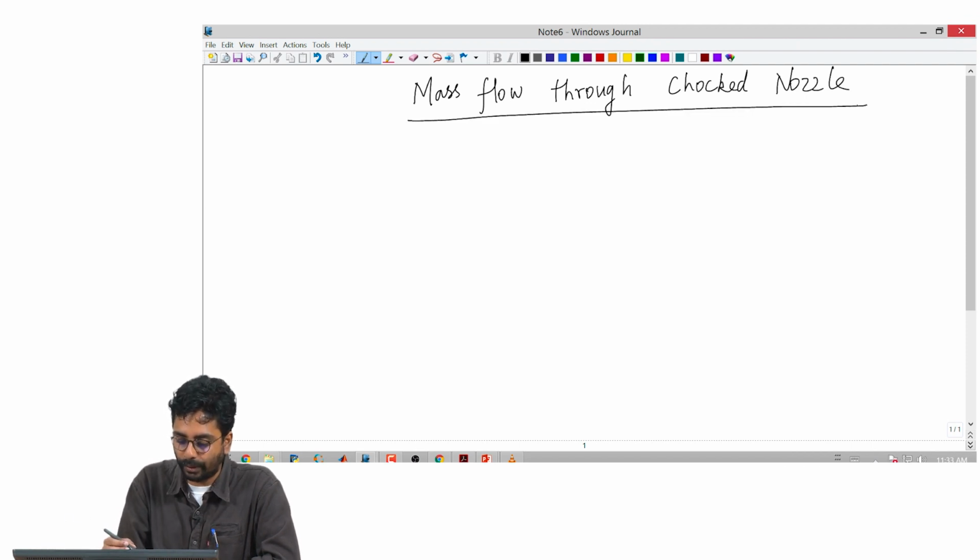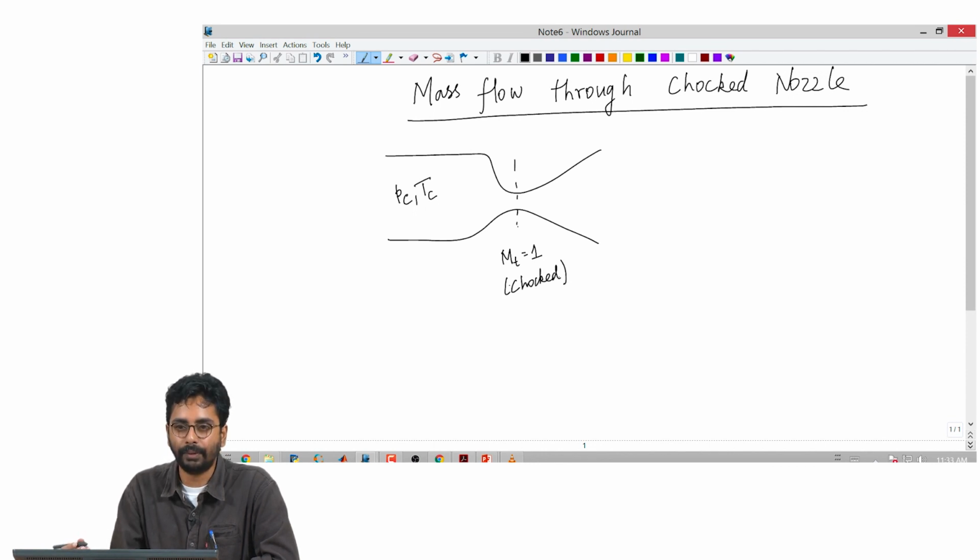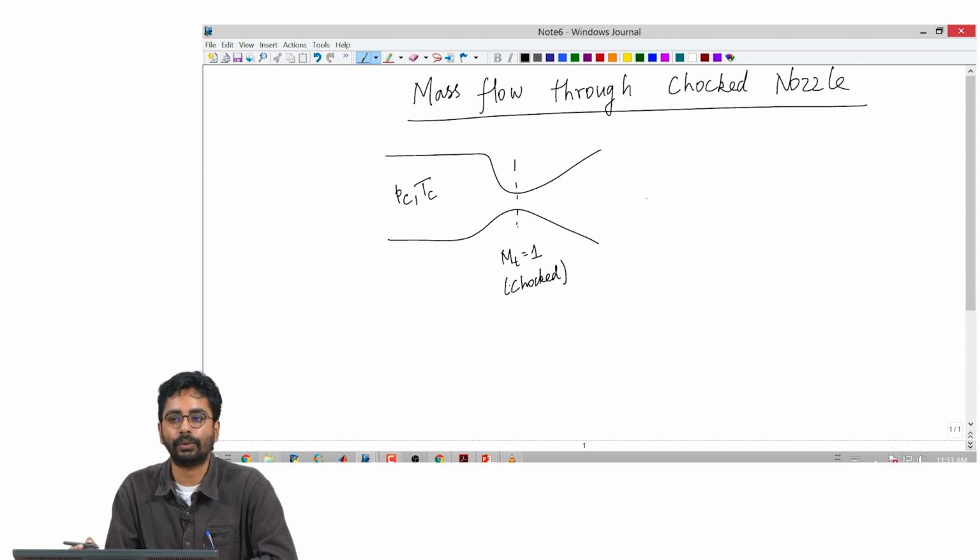For the mass flow through a choked nozzle, you have something like this: a pressure Pc here and the chamber temperature is Tc. The conditions at the throat are such that the Mach number at the throat is 1, that is a choked condition. The question that we are interested in is, what is the flow rate that goes through a nozzle that is choked with an upstream pressure of Pc, temperature Tc and a molecular weight of the gases flowing through, which is M. Let me call it MW so that we do not confuse it with the Mach number.